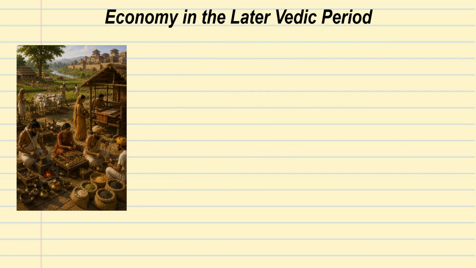Now we will see how was the economy in the later Vedic period. So during the later Vedic period, the economy underwent major changes. Agriculture and alluvial land became important. So later Vedic period economy was mainly agricultural, and fertile lands became important, or alluvial lands.